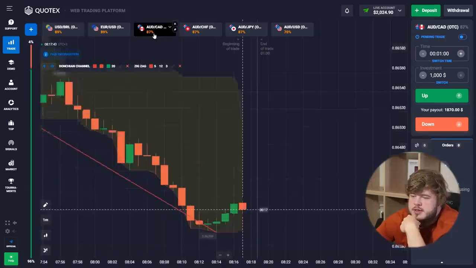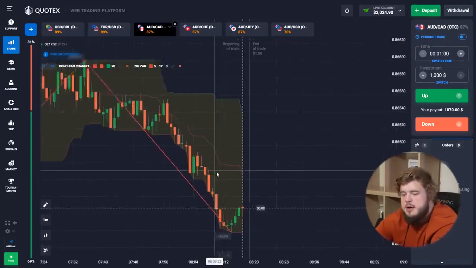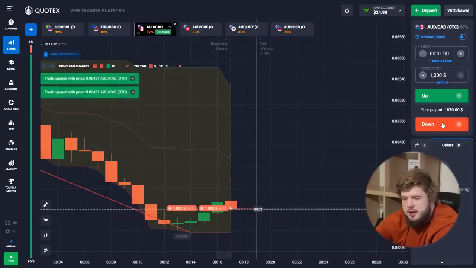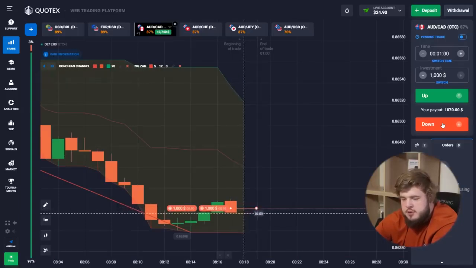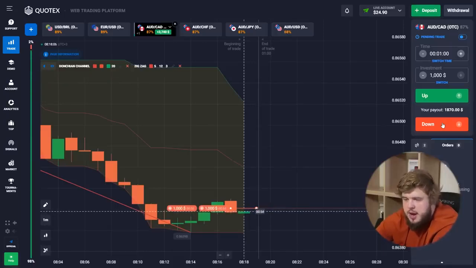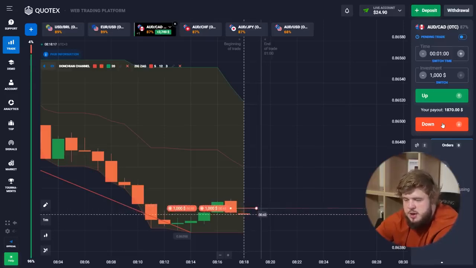So we have opened the AUD CAD currency pair. So what do we have here? The situation is very clear. We can see the down-going channel. Price is going to pass the bottom of the Donchian channel, and after this it will fall more and more as always. So this gives us a very strong signal for the short position. That's why we have opened two sell positions with investments of $1,000 each.